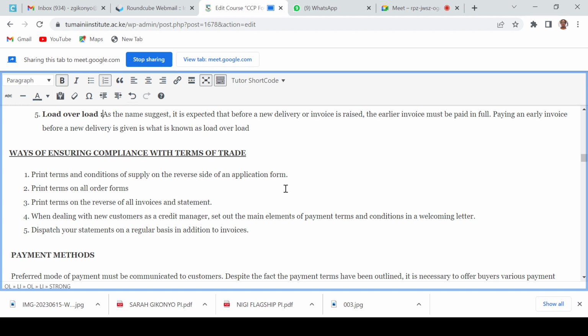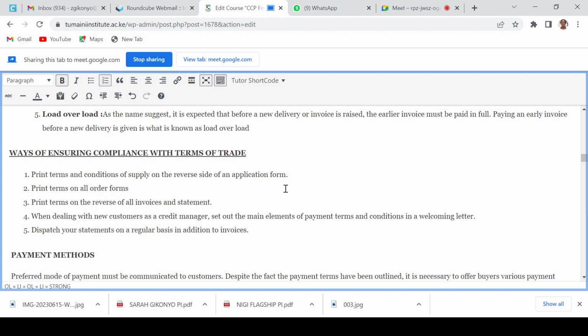The other thing that must be done, you must dispatch statements on a regular basis in addition to invoices. So ukituma invoice, end month unatuma statement. Some customers will always tell you, we are not paying because we have not received the statement. We are not paying because we have not received our invoices. So as a trade credit officer or manager, you must make sure that you have told this customer more than 5 times when they are supposed to pay you.